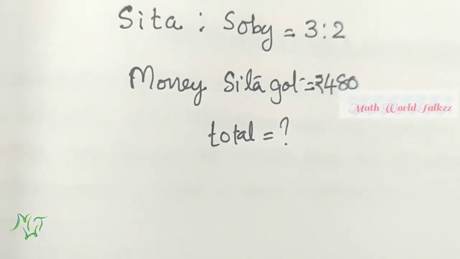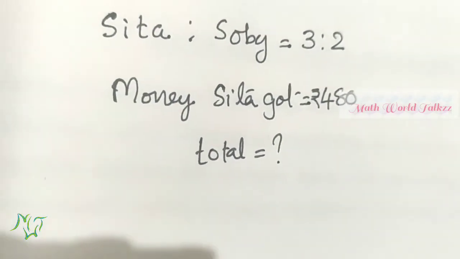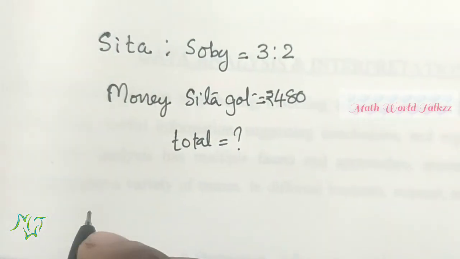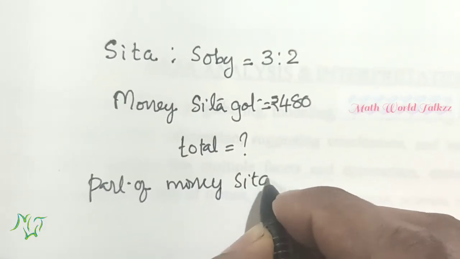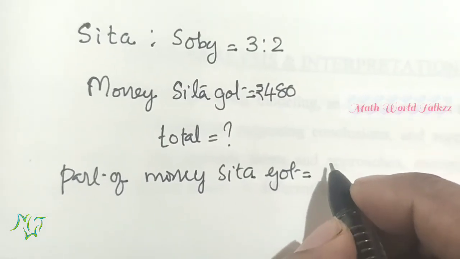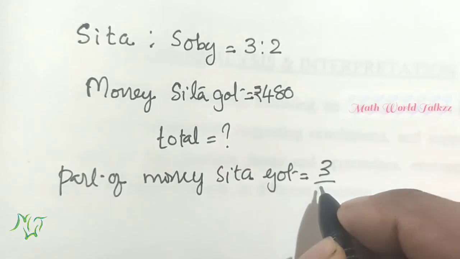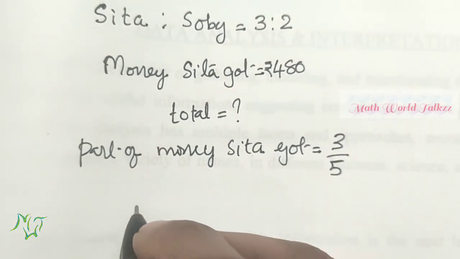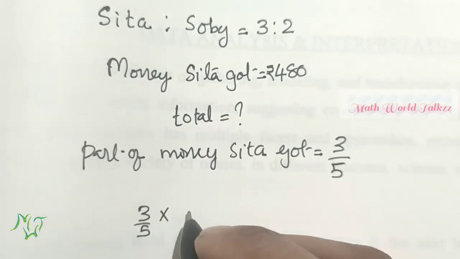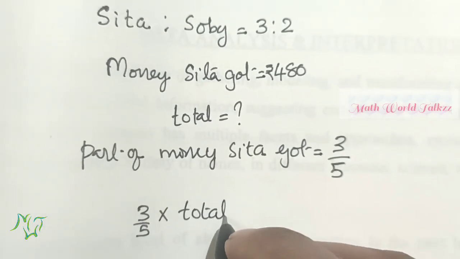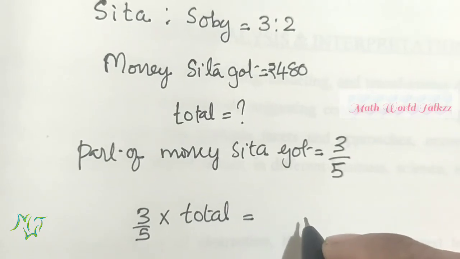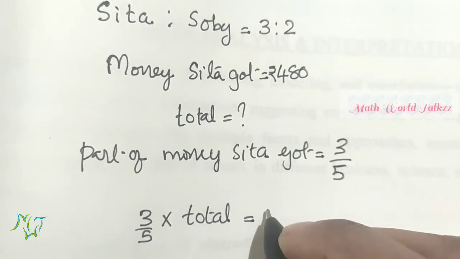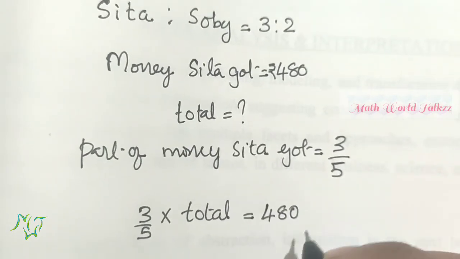So how can we find out this total? We know the part of money Sita got. The part of money Sita got is equal to 3 by 3 plus 2, which is 5. So we can write that 3 by 5 into the total amount is equal to what? Total amount in the 3 by 5 ആണ് സീതയ്ക്ക് കിട്ടിയത്. So that is given. That is 480.